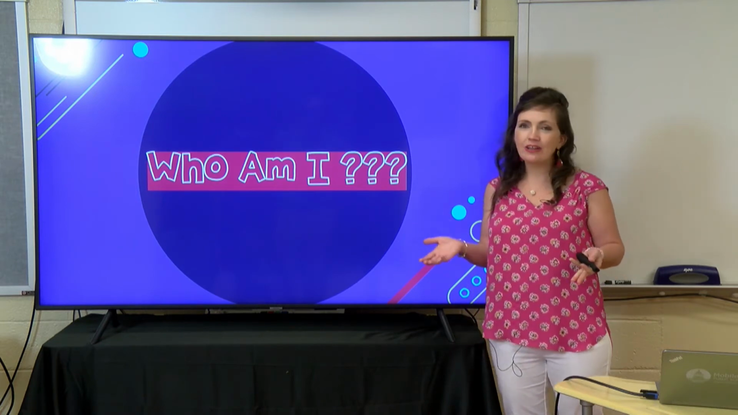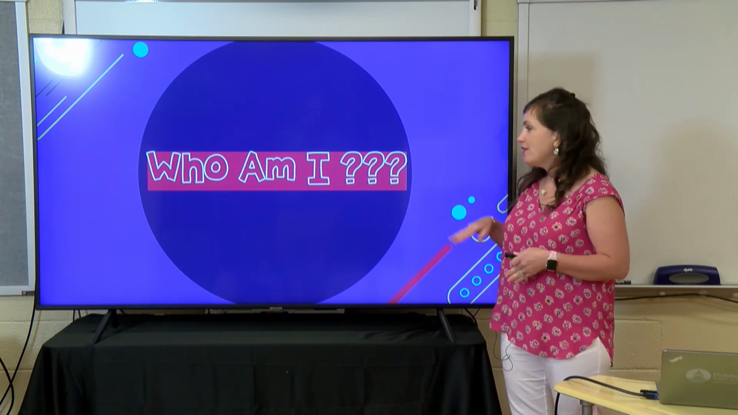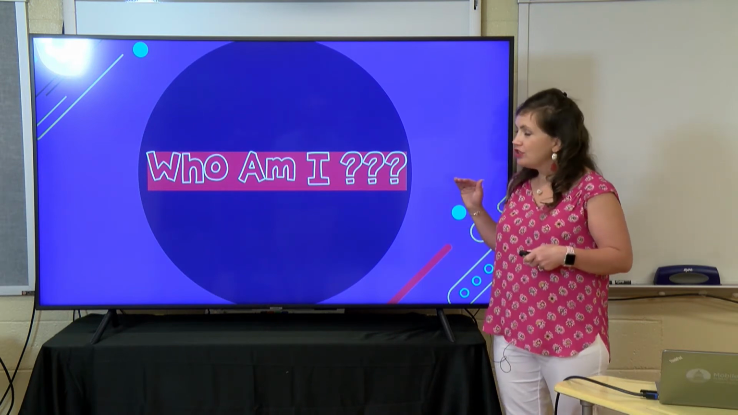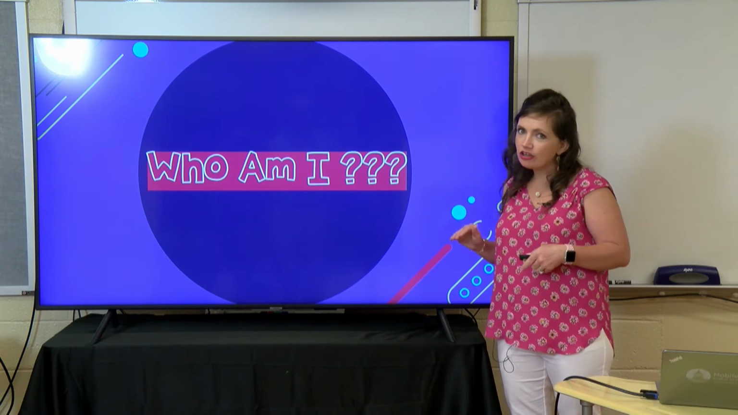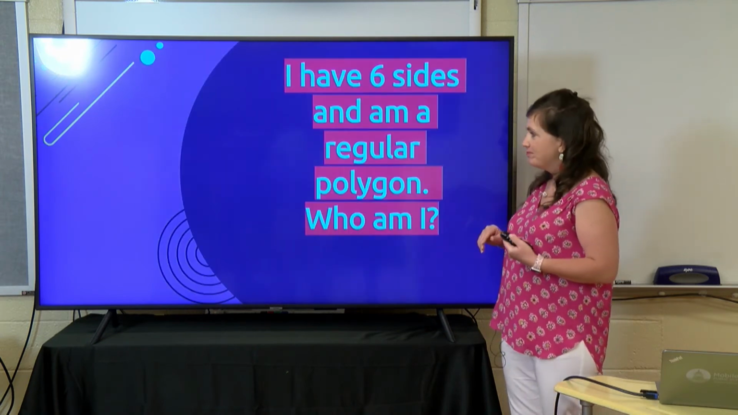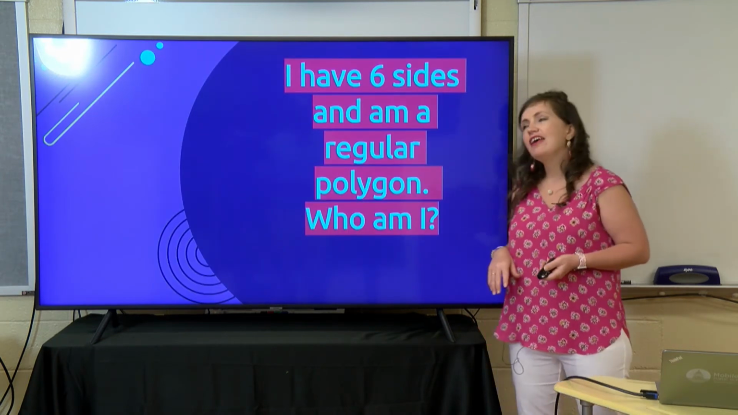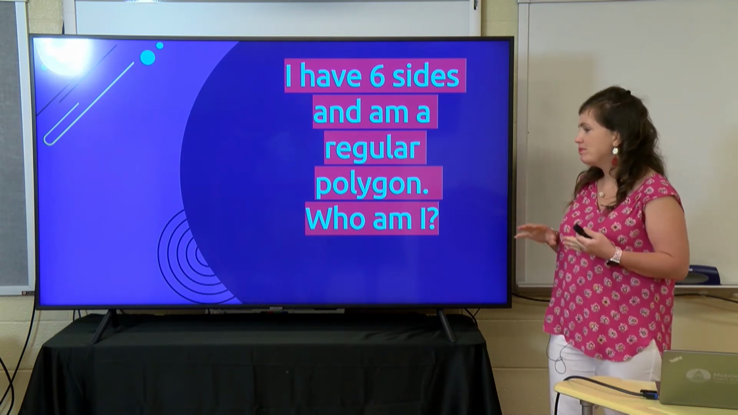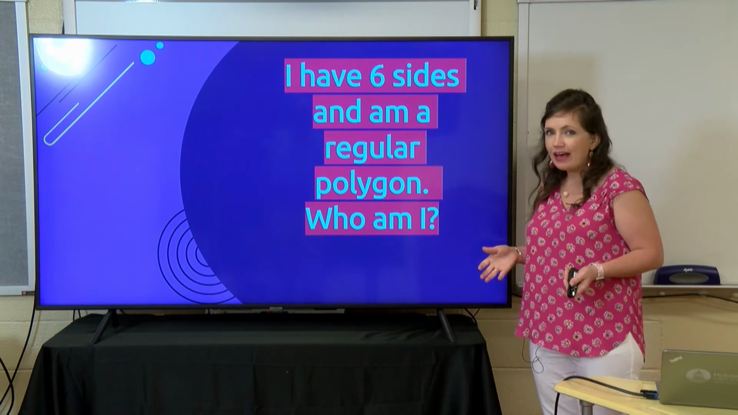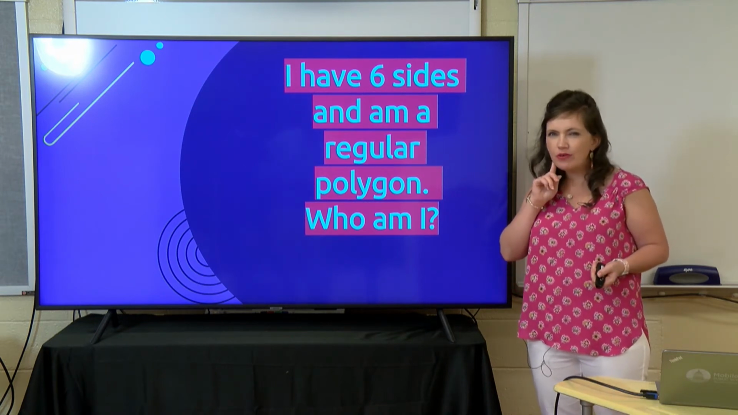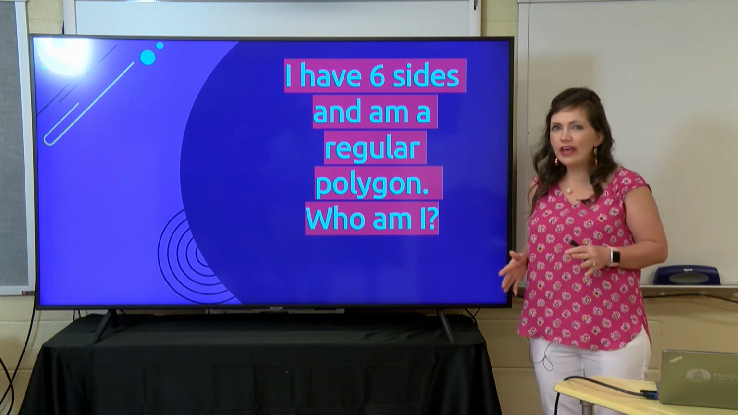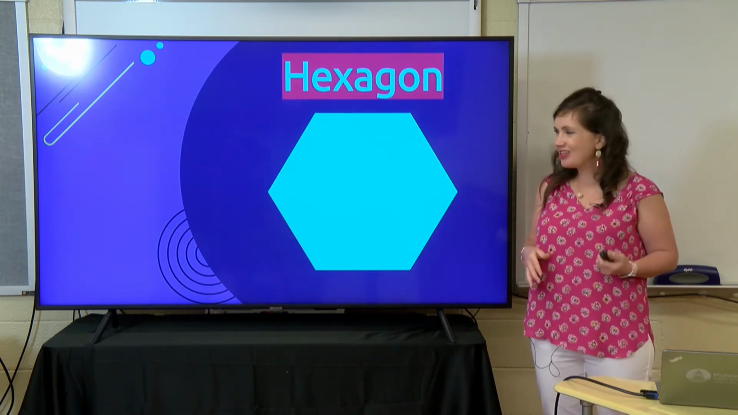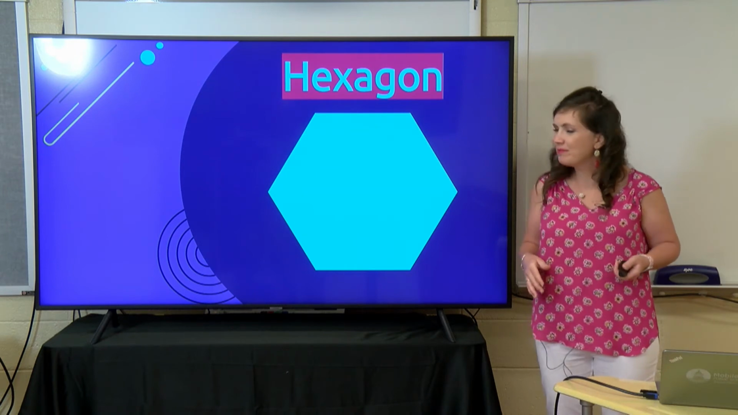Now we're going to play a little game, and the name of the game is Who Am I? So I want you to try to guess what figure I'm describing. I have 6 sides, and I'm a polygon. Who am I? Do you know? Think about what you know about your shapes. Which polygon has 6 sides? Did you guess hexagon? If so, good job.